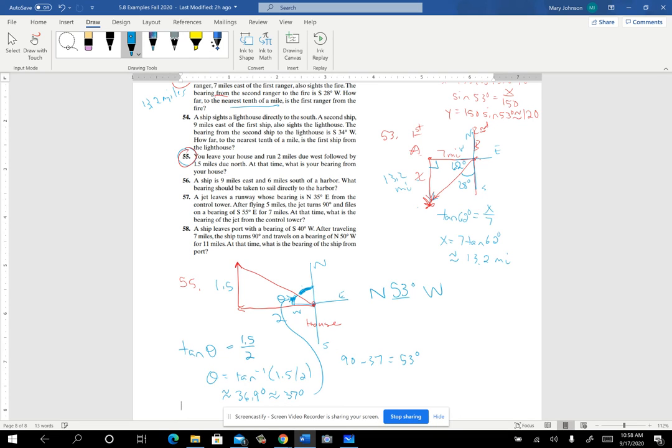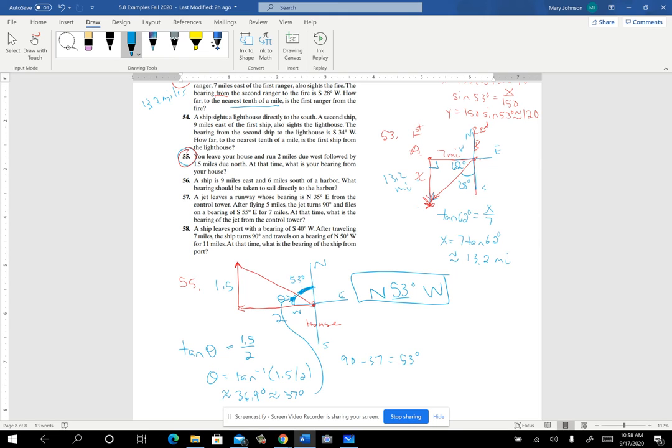And that would be the angle I really need is this one, because I need the angle from the vertical. So that would be your bearing from your house, north 53 degrees west. All right, so that's number 55.